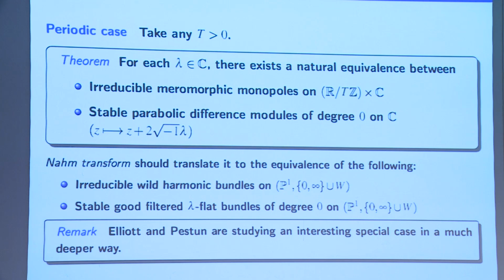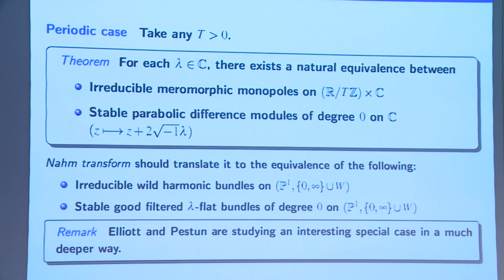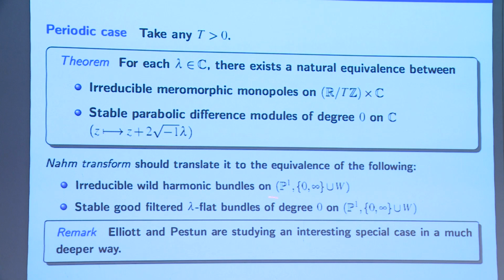So in this case, the statement is given very clearly, and it is given in the same way as the case of harmonic bundles. And actually, this is not yet given completely, but this equivalence should be translated to the equivalence of irreducible wild harmonic bundles and stable good filtered lambda flat bundles on P1 by Mellin transformations. So it is natural that we can give this equivalence in a very similar way to the harmonic bundles. And let me mention Professor Elliott and Professor Pestun are studying an interesting special case of this equivalence in a much deeper way.